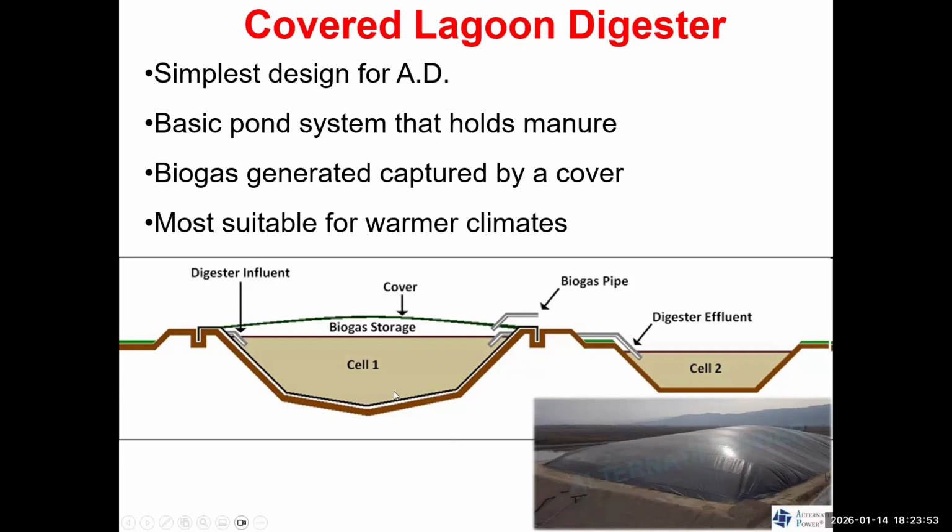And how these digesters actually operate, you can see here our influent. We're pumping that manure into our lagoon. And as the biogas is generated, it's captured by this cover. And then we can remove the biogas with a biogas pipe. And so after those materials are digested, we can release it into another lagoon as the effluent.